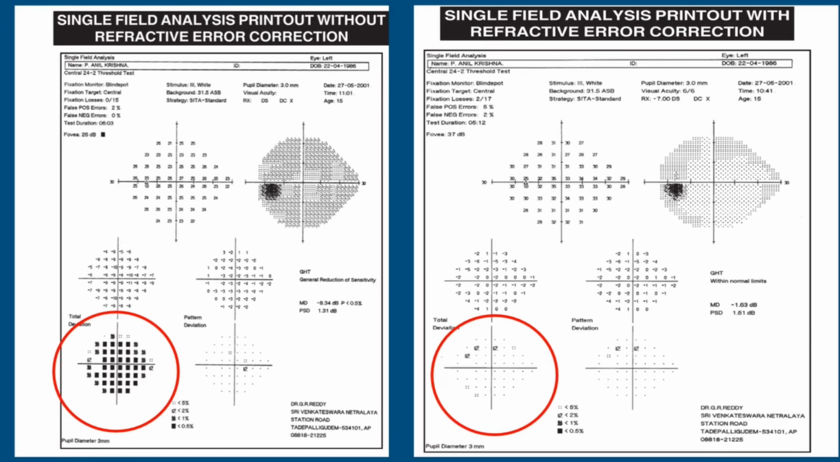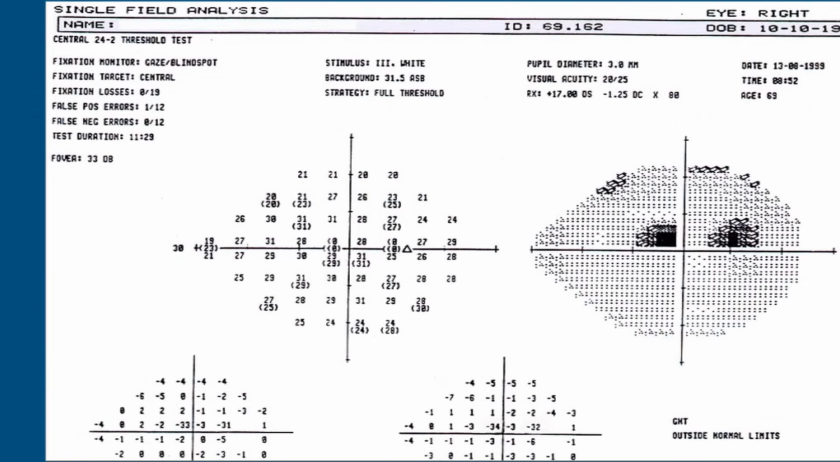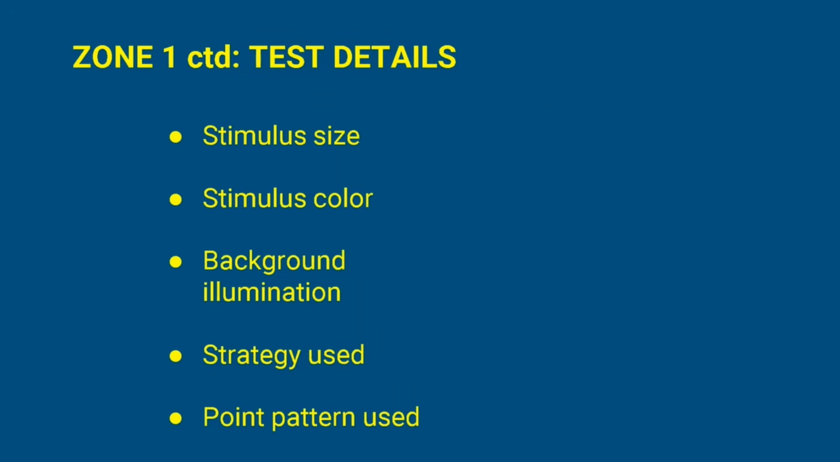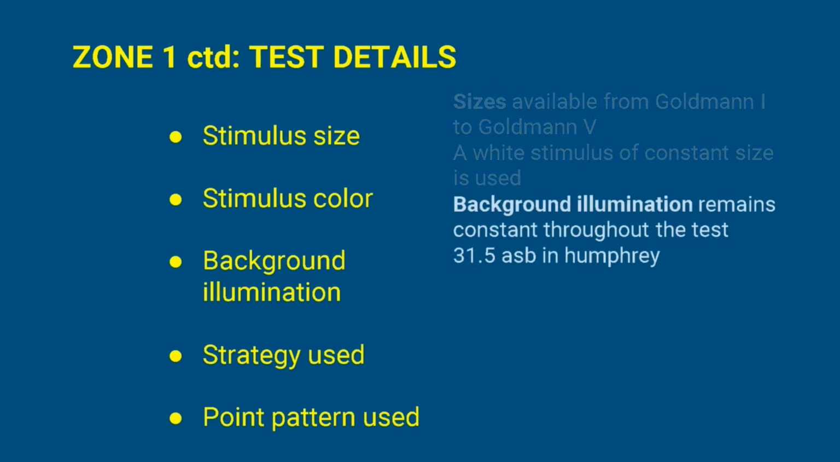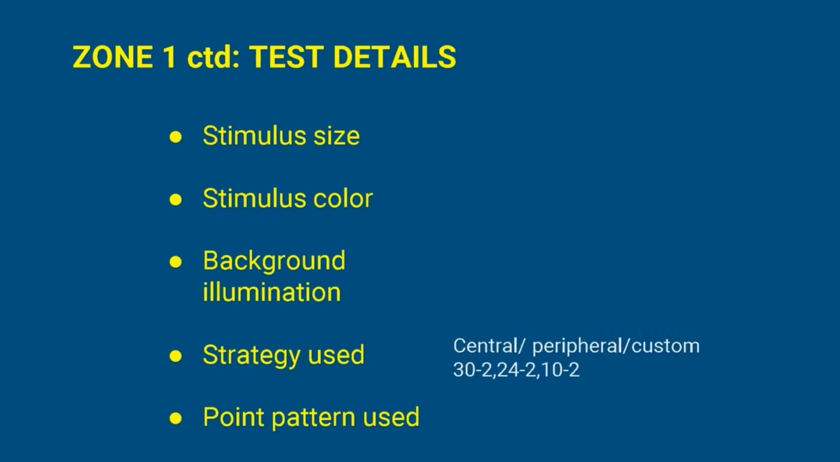Here in the first printout we can see generalized field depression, whereas the second printout is absolutely normal. These are the printouts of the same patient who did not have refractive correction during the first test and was given correction and later found to be normal. Zone 1 also consists of the test details which can be found here. It consists of the stimulus size, stimulus color, background illumination, the strategy used, and the point patterns used.